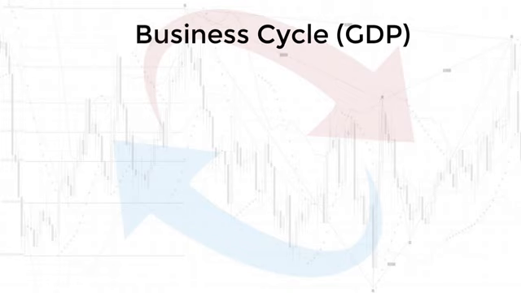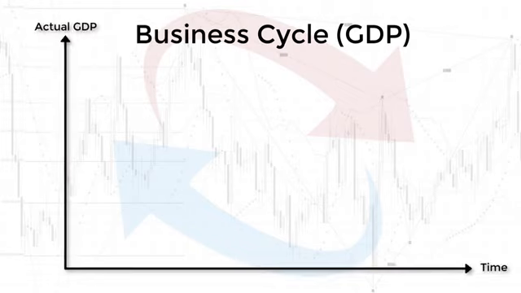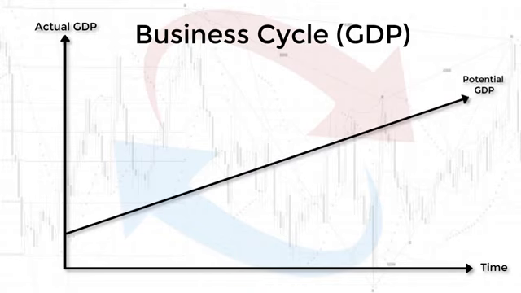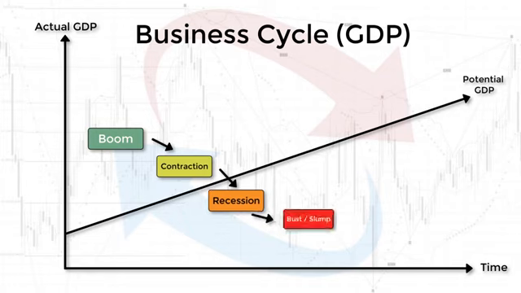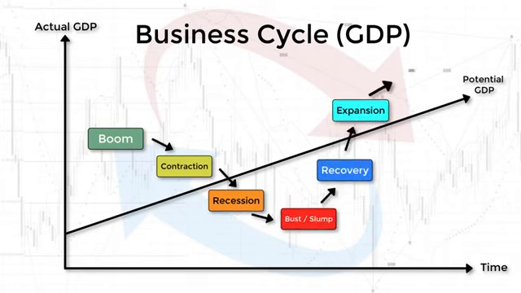The business cycle captures GDP data over time. There are phases in the business cycle you will be very familiar with. By understanding where a country is on the business cycle, you can gain an edge on whether you should be buying or selling the country's currency. The stages of a country's business cycle are boom, contraction, recession, bust or slump, recovery, expansion, and back to boom again.